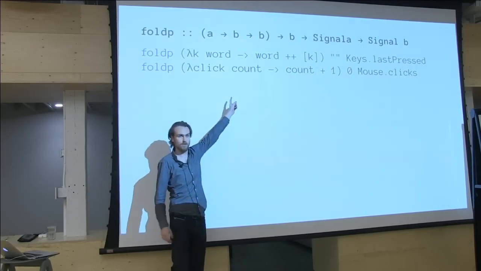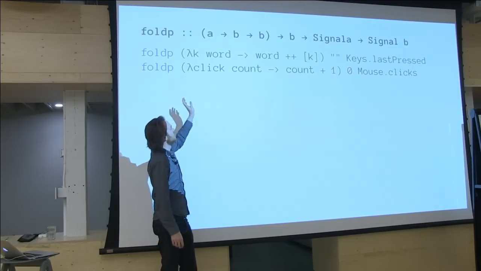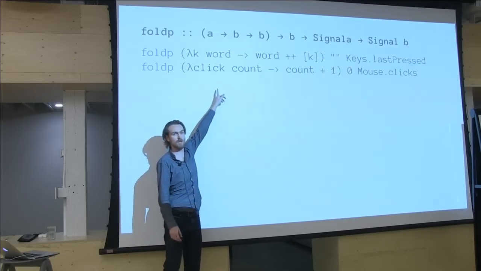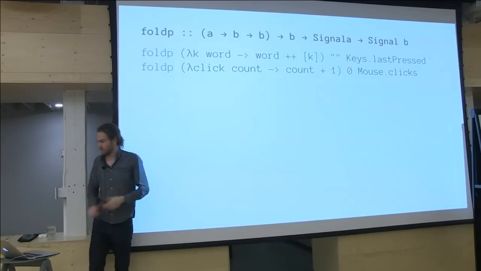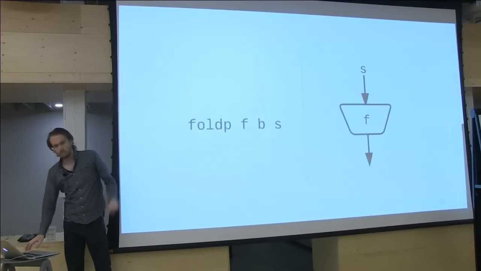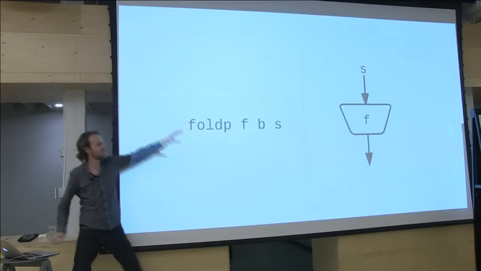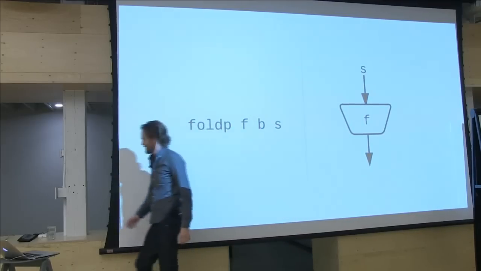Here's a way of doing a counter. Mouse clicks, start at 0, just increment by 1. The click variable is not used because we're just counting. Is that good? Okay. There's the diagram. That's a boring one, but imagine state in here.